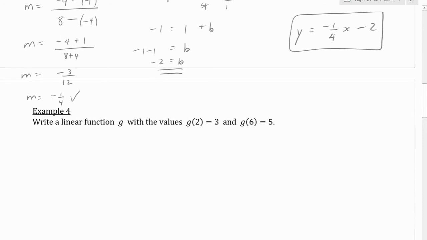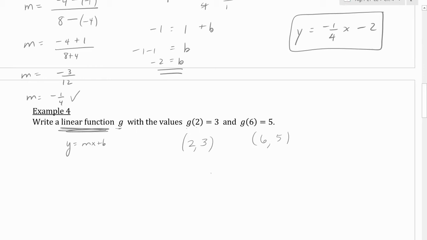Okay. All right. Sometimes you'll see it written this way, and it looks confusing. It is not. A linear function is anything that can be written in that form right there. You've got a function g. That's supposedly the name of the function. g of 2 is 3. That means I plugged in a 2. I got out a 3. g of 6 is 5. I plugged in a 6. I got out a 5. Those are just the 2 points on the graph.